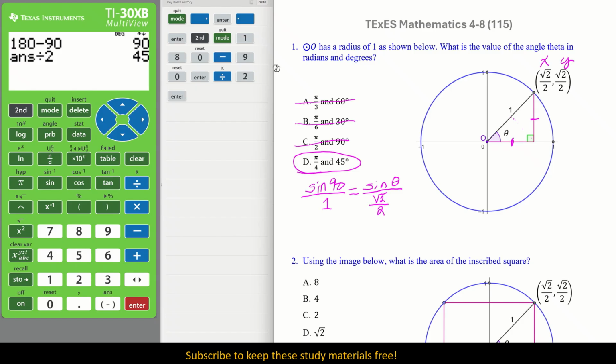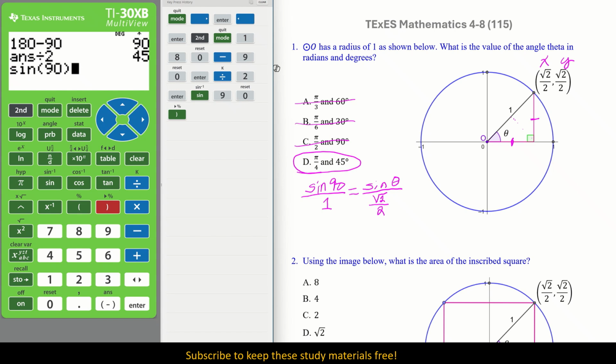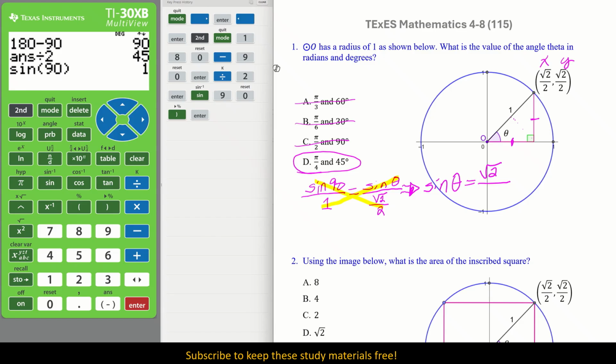Now, you may not realize, but the sine of 90 degrees, and remember, I have my calculator in degree mode, press enter, equals 1. Well, if you do your cross multiplying appropriately, like we show you in grade school or like you show your students, we have the sine of theta equals the fraction square root of 2 over 2.